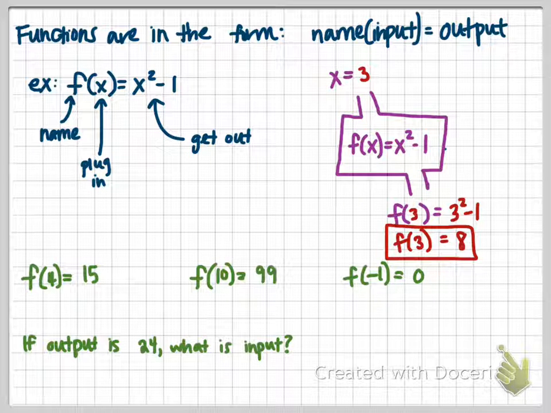Okay, in order to get 24, I have to square the number 5. I have to subtract 1, and that's going to give me 24. So to get an output of 24, I have to have an input of 5.